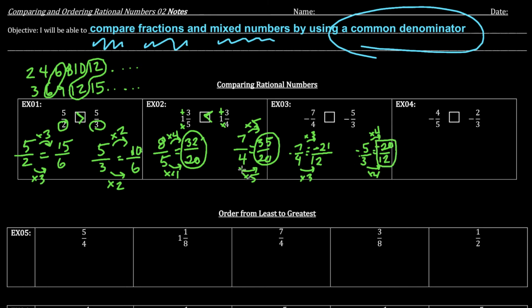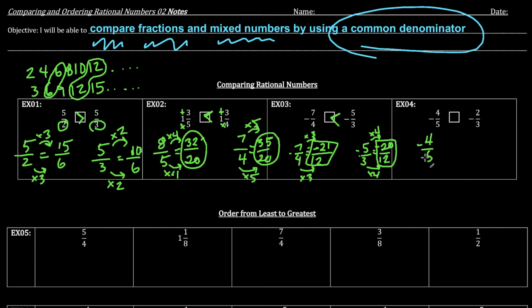So remember, the bigger negative is less. This is the bigger negative, which means it's less. So that one's more. The right side is more. So the bigger negative is less than this side. So this one's larger.